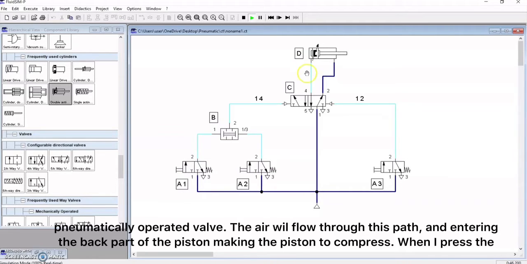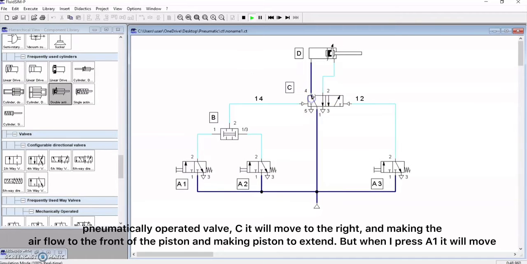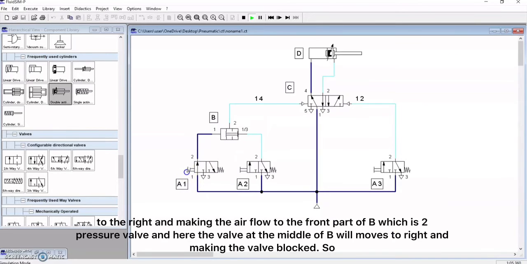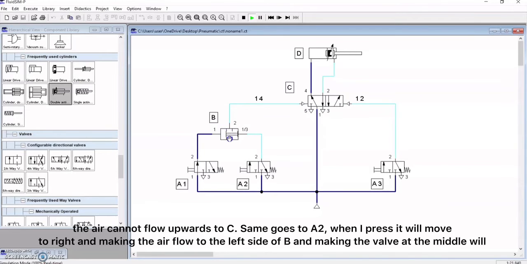When I press the pneumatically operated valve C, it will move to the right, making the air flow to the front of the piston and making the piston extend. But when I press A1, it will move to the right and make the air flow to the front part of B, which is a two pressure valve, and here the valve at the middle of B will move to the right, making the valve blocked. So the air cannot flow upwards to C.